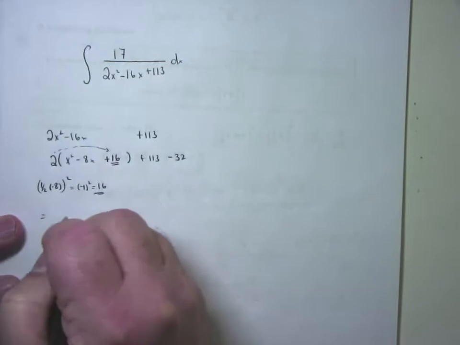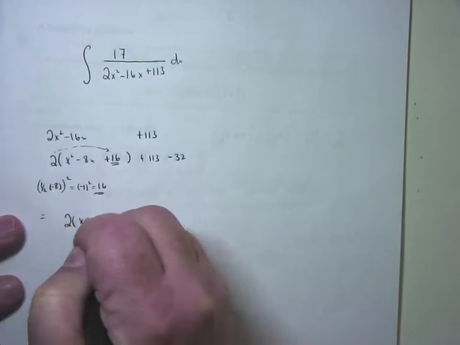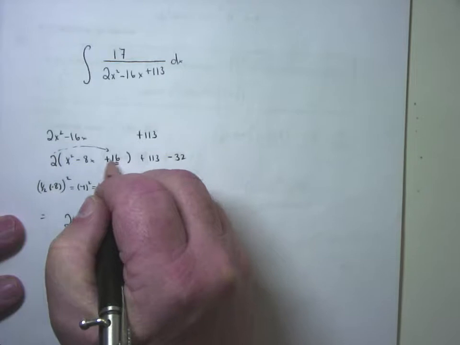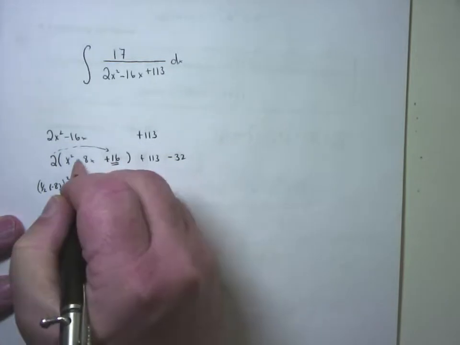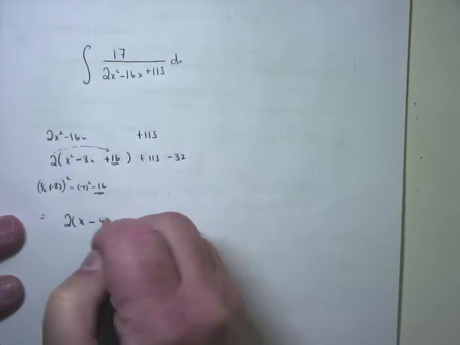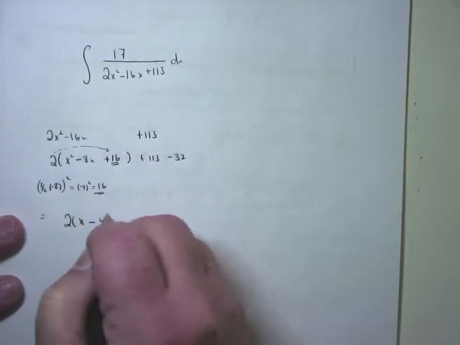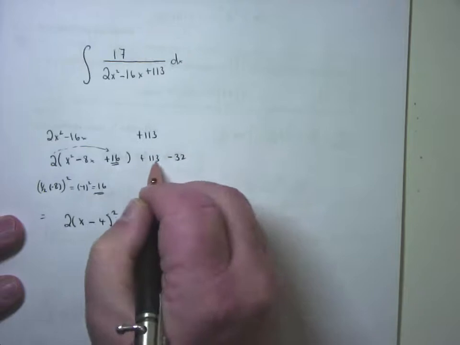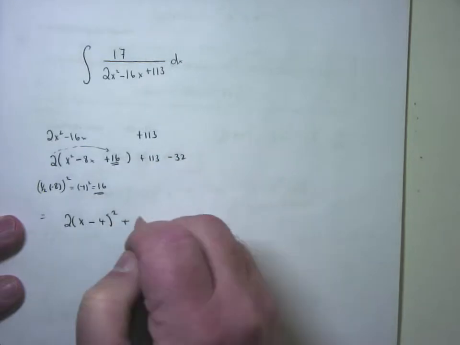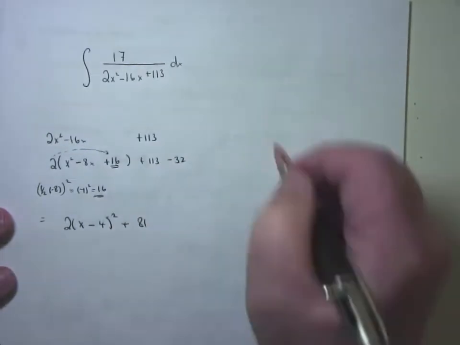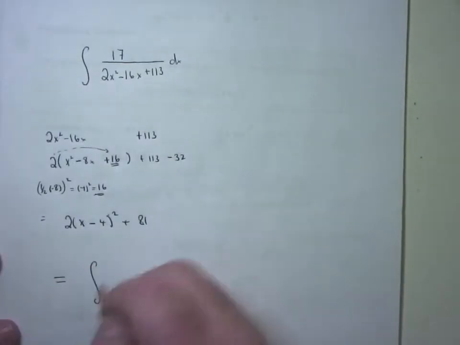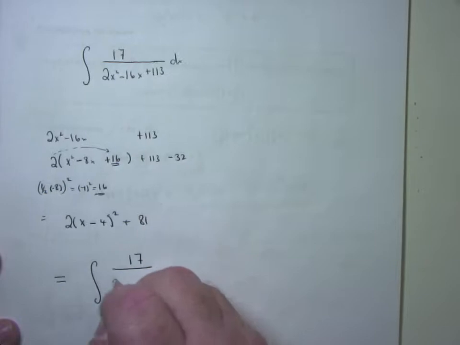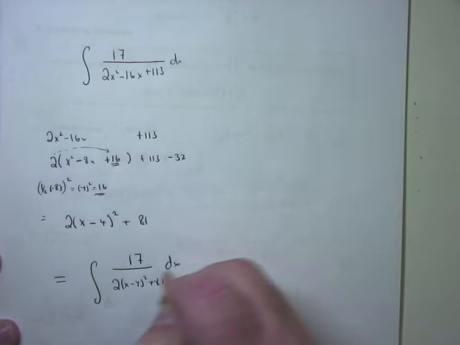And this thing's going to turn into 2 times x. What times what is 16 that adds to be 8? 4. And because it's a plus, you're going to have the same sign, of course. Because the middle term is a minus, it's going to be a minus. So it'll be 2 times x minus 4 squared plus 113 minus 32 is 81. So this problem has just turned into the integral of 17 over 2 times x minus 4 squared plus 81 dx.